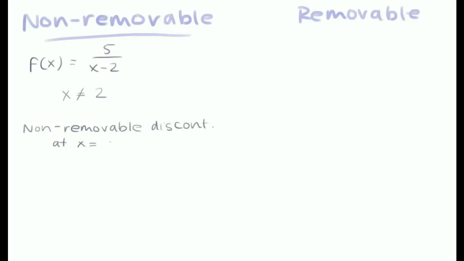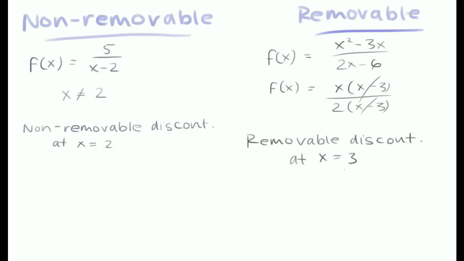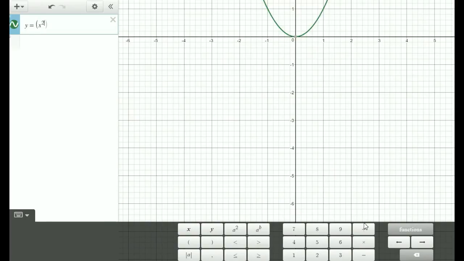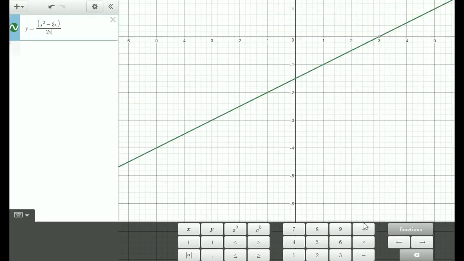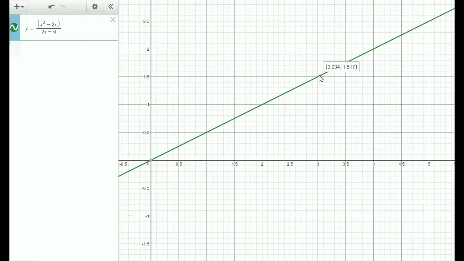On the other hand, we have a removable discontinuity. If we look at the function f of x equals x squared minus 3x over 2x minus 6, that can easily be factored into x times x minus 3 over 2 times x minus 3. We can cancel the factor x minus 3 out, and because of this, this is a removable discontinuity where the function is discontinuous at a single point, x equals 3. And if we quickly head over to graph this, we'd see that the function is continuous everywhere except x equals 3, where the y value is undefined.